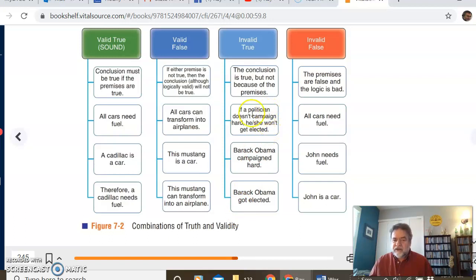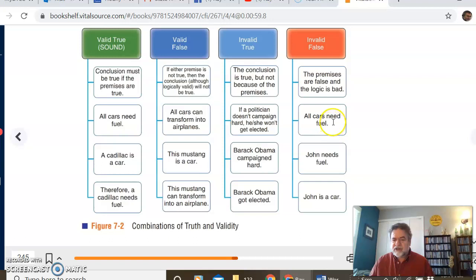But we could say, okay, this is cogent, generally true. We could plug in here Mitt Romney campaigned hard, and he sure did. But the problem is that's not the answer we got. Barack Obama was elected anyway. So the logic all falls apart, and that's the problem with it.